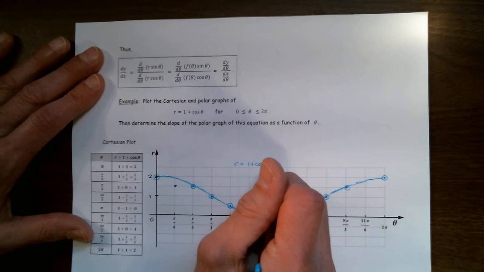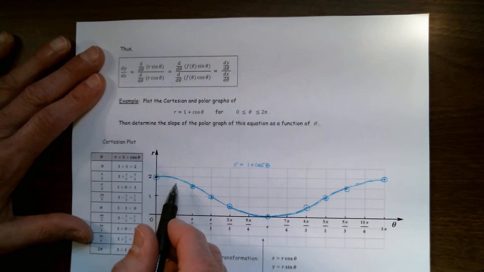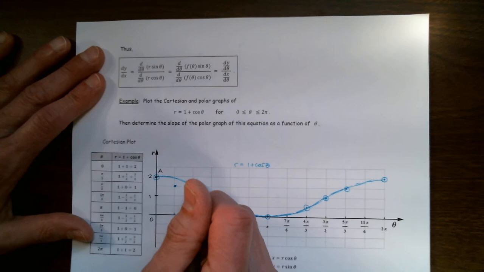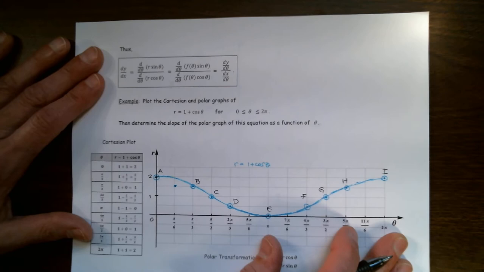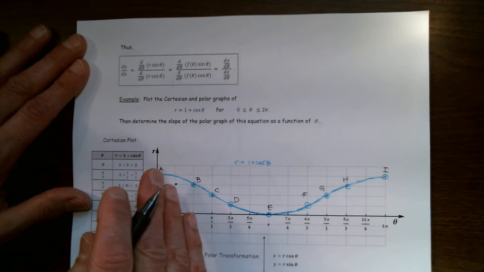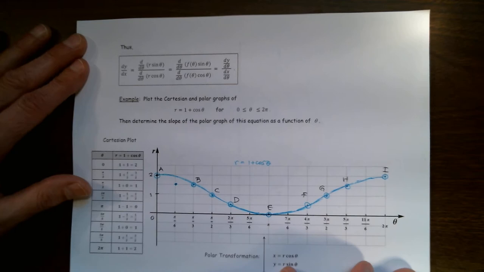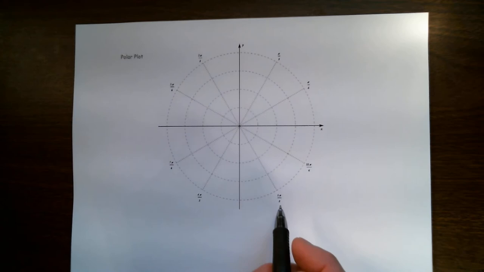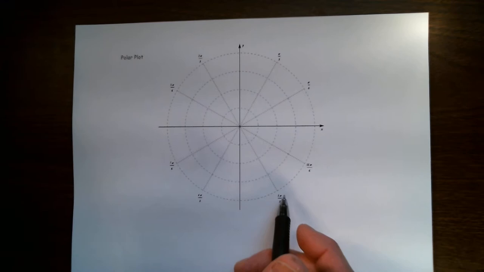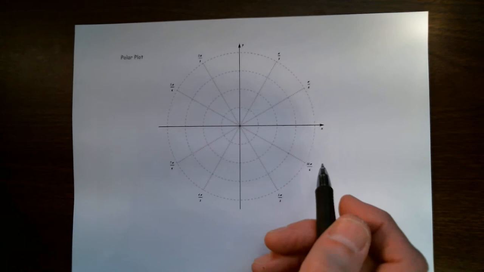So let's label these points that we indicated on the graph. Say we call the first point A, and so on, B, C, D, E, F, G, H, and I. Okay, and so if we wish to transform the graph from a Cartesian plot of the curve to a polar plot, then we're thinking of essentially plotting in the xy plane. The theta would be the angle made with the positive x-axis. And of course, r is a distance away from the origin.